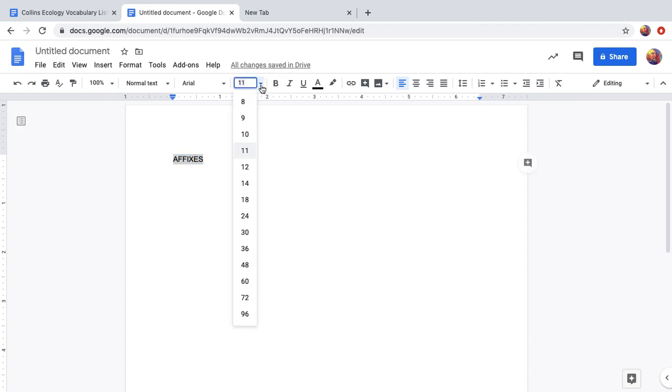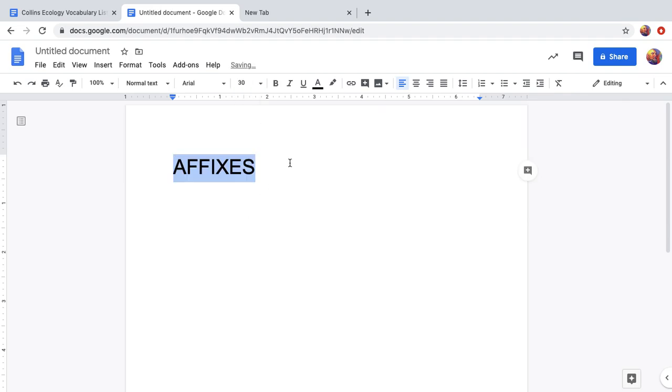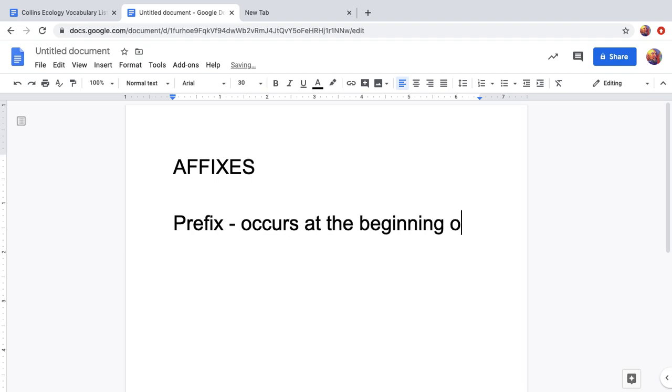So affixes are parts of words. They're parts of words that mean things. We've probably heard of two types of affixes. The first is a prefix, right? It occurs at the beginning of a word. And the second is a suffix. It occurs at the end of a word.